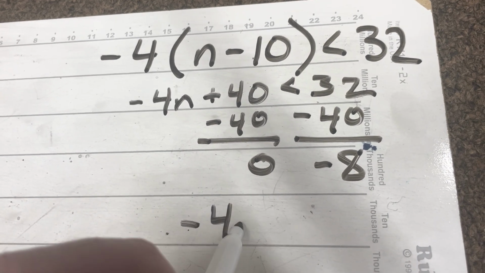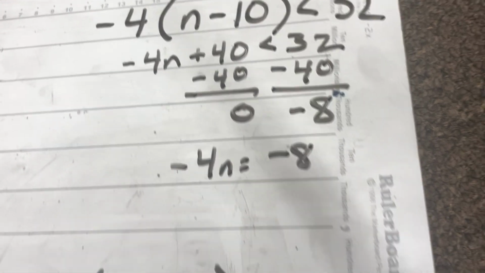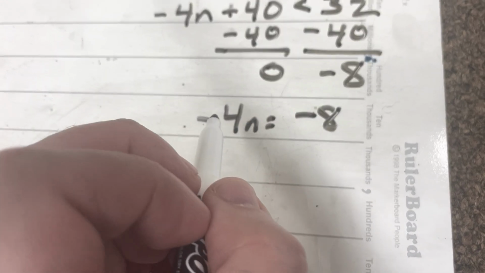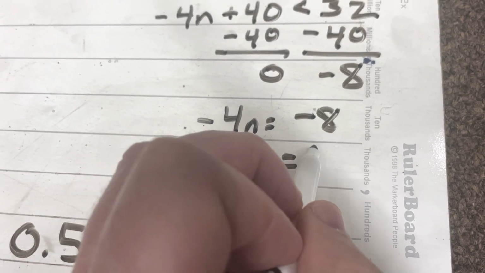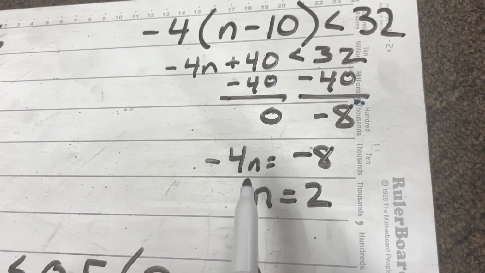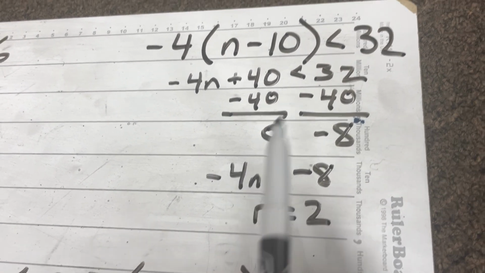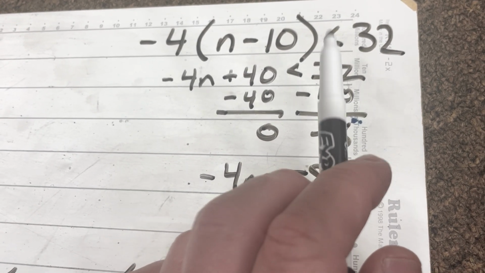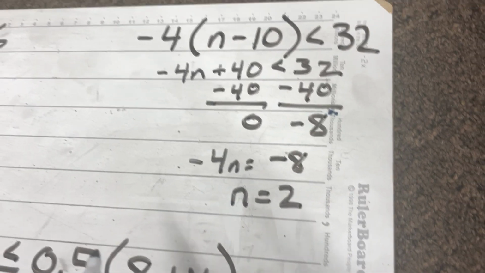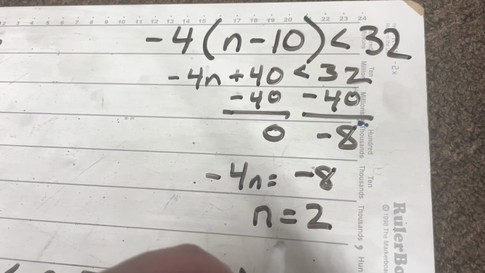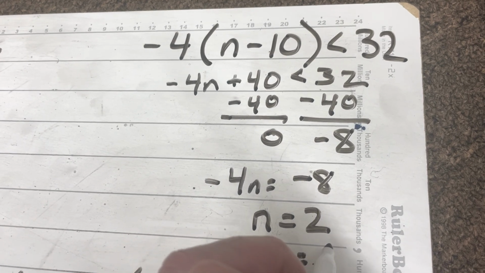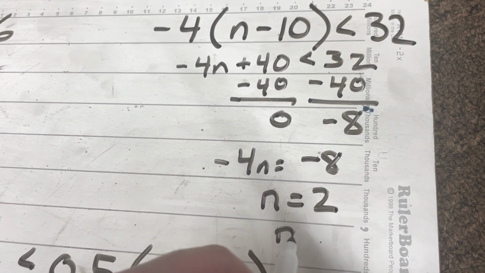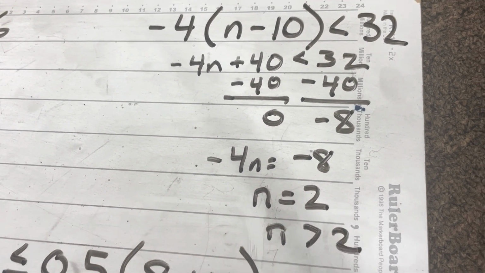So negative 4n equals negative 8. That tells me when I'm going to divide everything by negative 4, negative 8 divided by negative 4 is a positive 2. So n equals 2. But here I have a negative number connected with the variable, which means the inequality needs to get flipped. Okay? The inequality needs to get flipped, which means that instead of n is less than 2, n has to be greater. N has to be greater than 2.